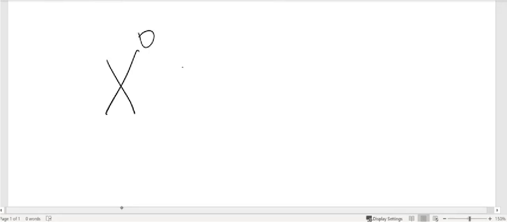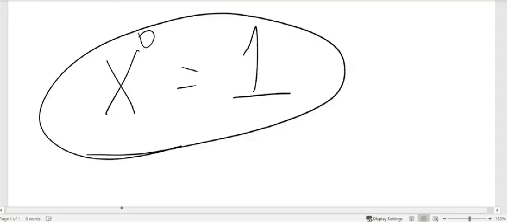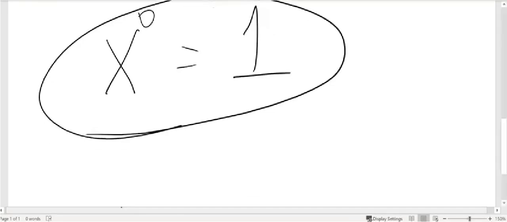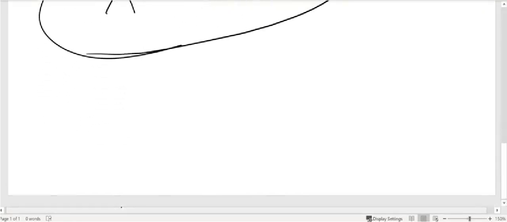We got x to the 0. This is called x to the 0. So anything to the power of 0 is 1. So my recommendation is anytime you see anything to the 0 power, just scribble it out. Makes life a lot easier. Don't worry about why. So if you see a problem with x to the 0, just scribble it out. Makes life a lot easier.